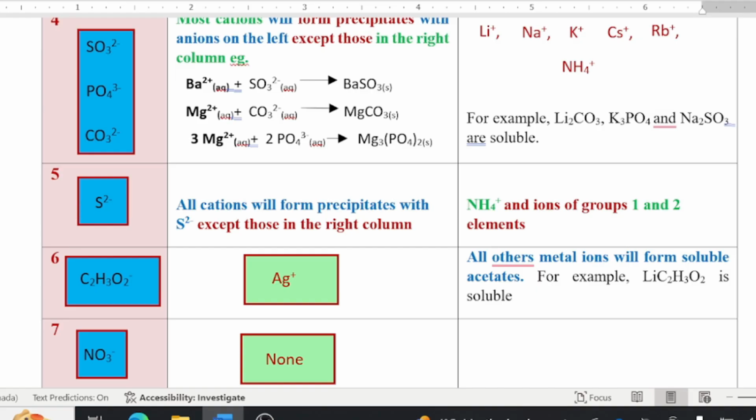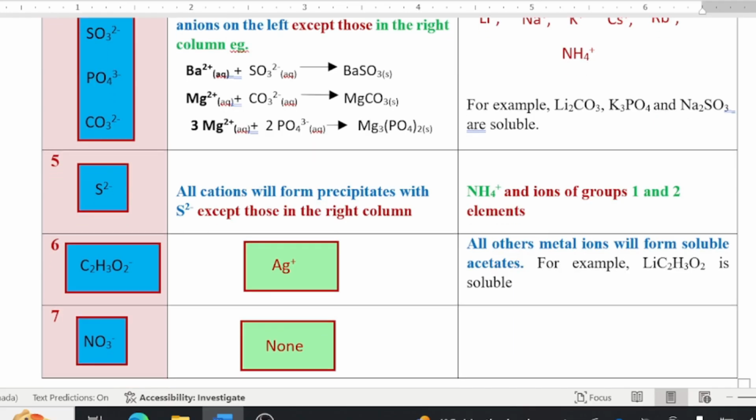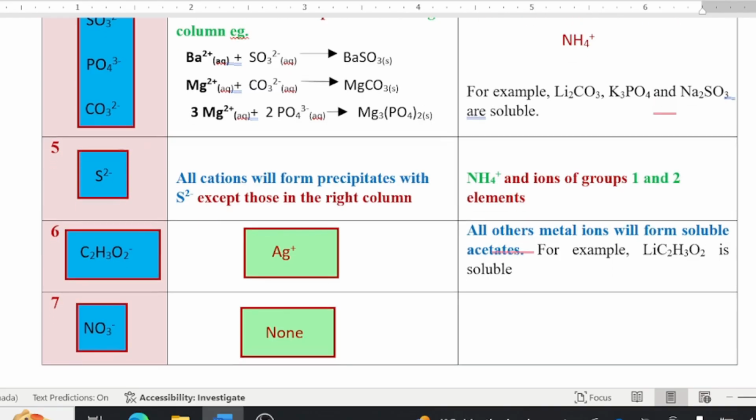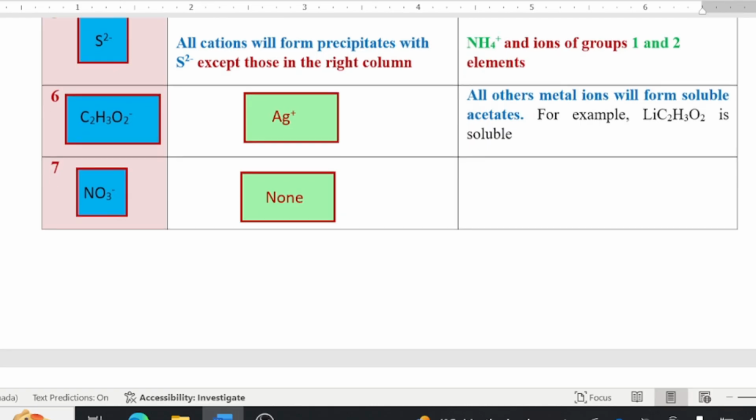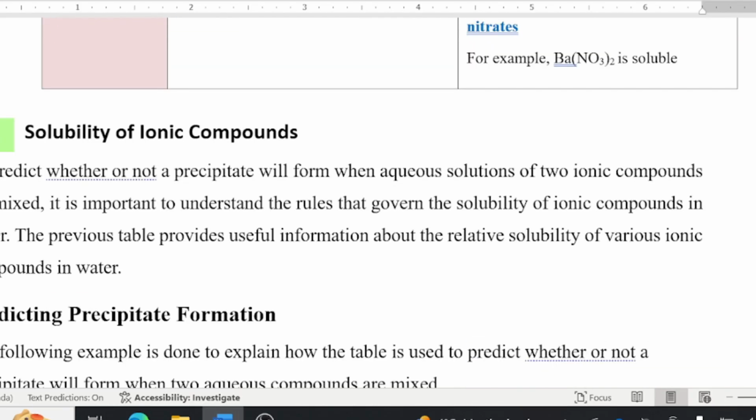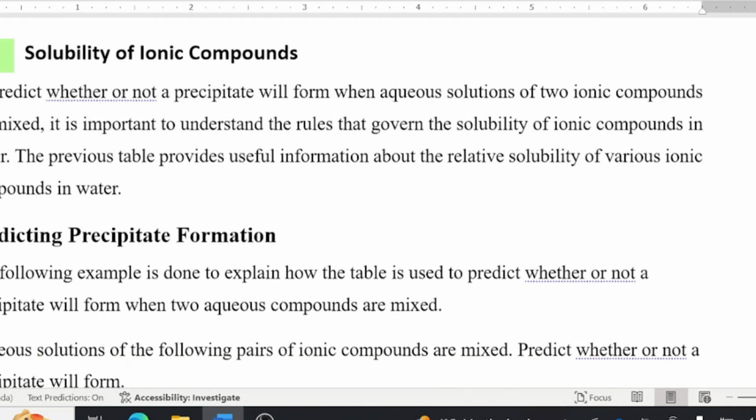And here you have acetates. All the metal ions will form soluble acetates, except silver. All nitrates are soluble. So if you wanted to ensure that you get a salt that dissolves in water, check for the nitrate. Any nitrate will dissolve in water. Just a sample of it and it quickly dissolves in water. That is how you predict whether or not a precipitate will form.